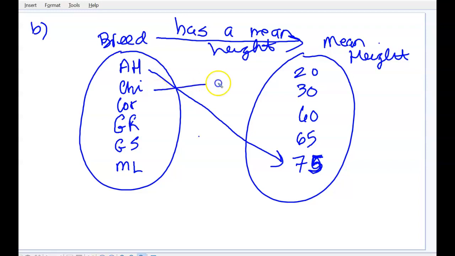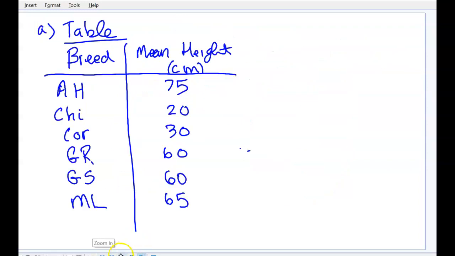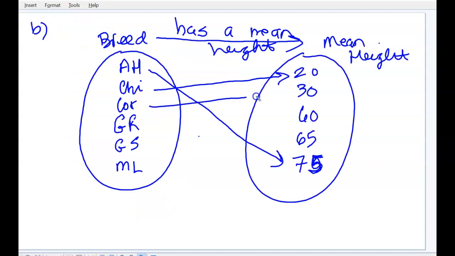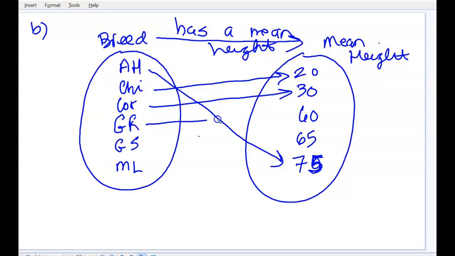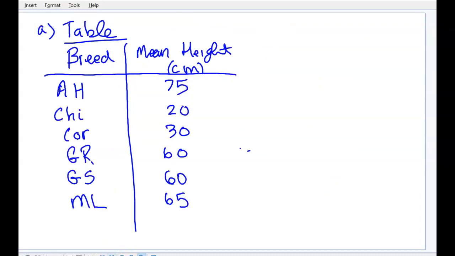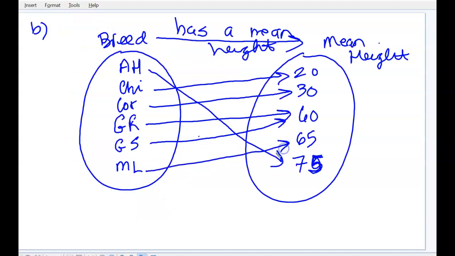Chihuahua is going to 20. Corgi is going to 30. And then I have 60 for the Golden Retriever and for the German Shepherd. And the Malamute is going to 65.